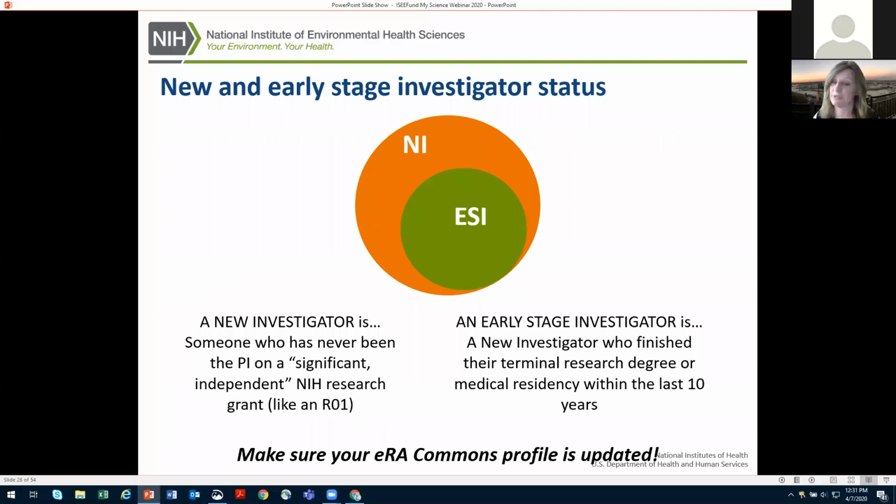So I just want to tell you briefly about the difference between a new and early stage investigator. A new investigator is someone that's never been a PI on a significant research project. That's an R01. You can have an R21, you can have an R03, you can be on anything else. But if you weren't the PI of an R01, then you're considered a new investigator. And if you've been out of your residency or postdoc 2 years. Now, the early stage investigator is the one that NIH has really made a commitment to fostering opportunities for. These are the new investigators who finished their research degrees, but are within 10 years.